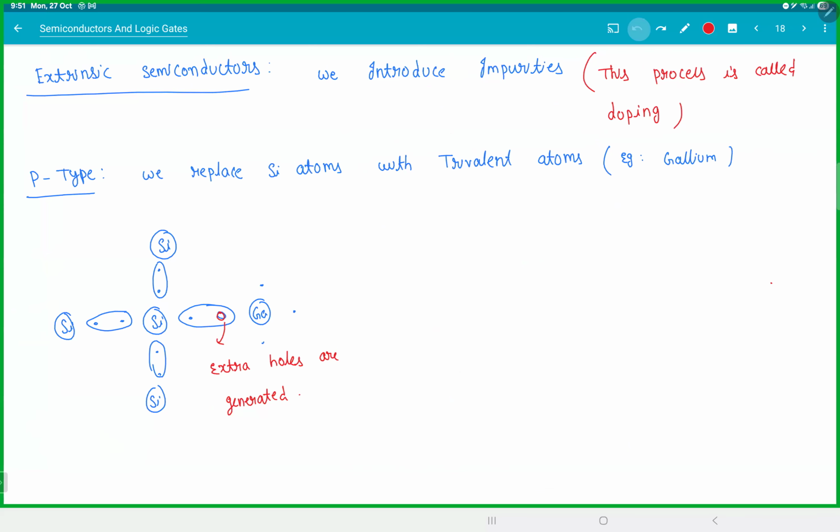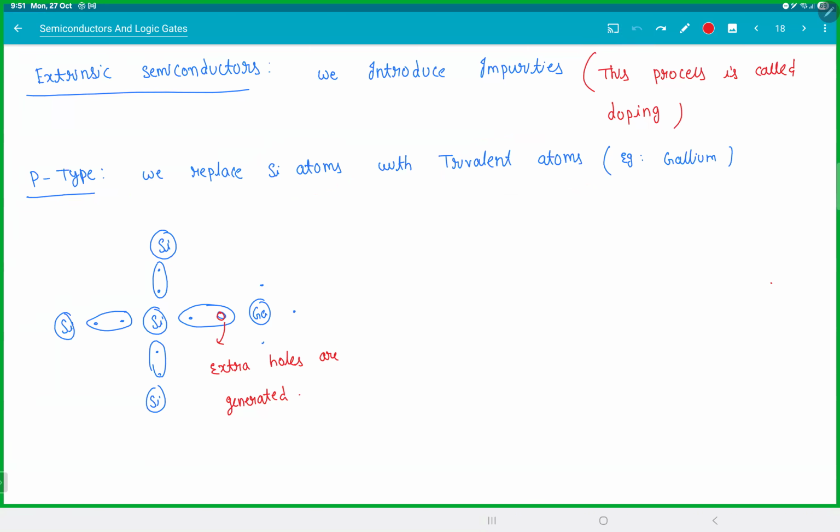Again, a new terminology, everyone. So they'll say like this, the intrinsic semiconductor is doped with phosphorus. So you should know what is the meaning of doping. So doping is a process where we replace silicon atoms with trivalent atoms. That is called p-type semiconductor. Getting it? So if you replace atoms with trivalent atoms like gallium, we call it a p-type semiconductor.